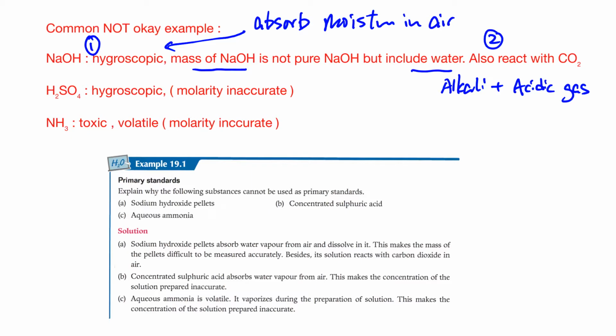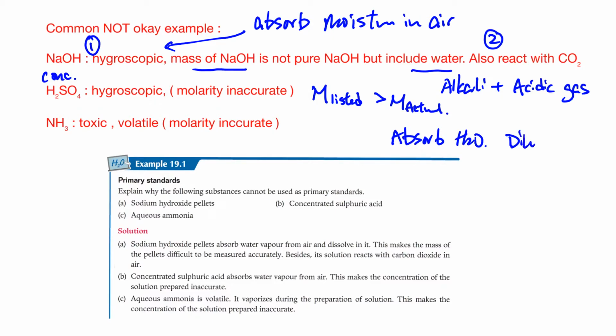While for concentrated hydrochloric acid and concentrated H2SO4, concentrated sulfuric acid is hygroscopic. It will easily absorb moisture in the air. So by doing this, we'll find that the molarity listed will be larger than the actual molarity. The molarity will go down because it absorbs water and then it will be diluted in the process. So the molarity will go down.